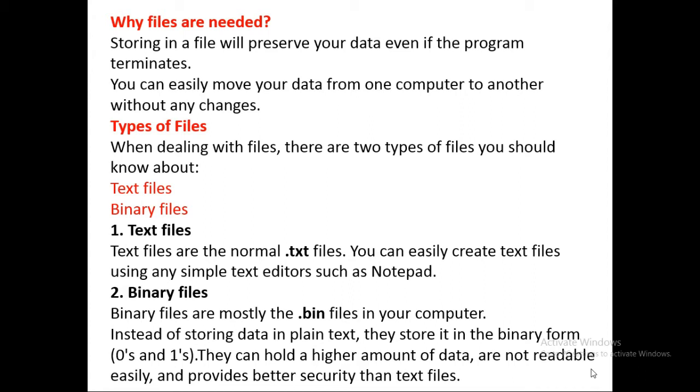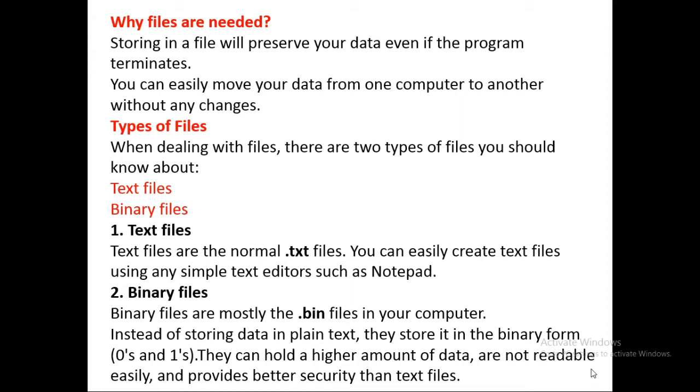And there are two types of files here. One is text files and the other is binary files. It does not mean the other files like documents or executable files. But here in C programming, we have only two types of files: text files and binary files.